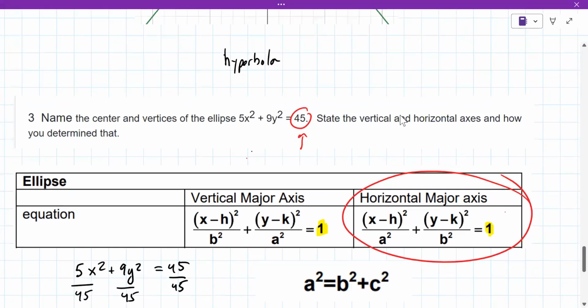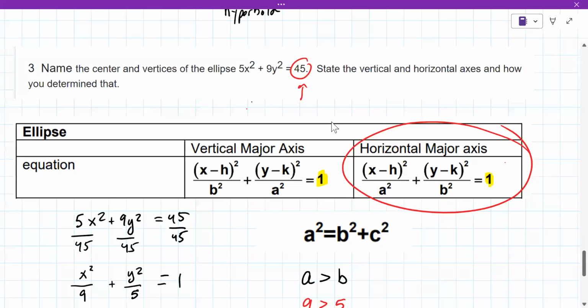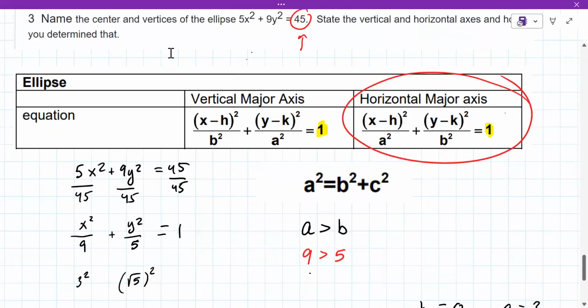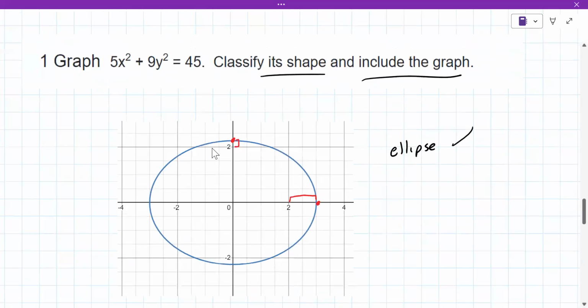The next thing is to state the vertical or horizontal axis and how you determine that. We actually did that first. You actually have to do that before you can do anything else. So the horizontal major axis. A graph, oh, we already have the graph. The graph is up here. See how the horizontal one is wider? That's another reason how you know which way it is.